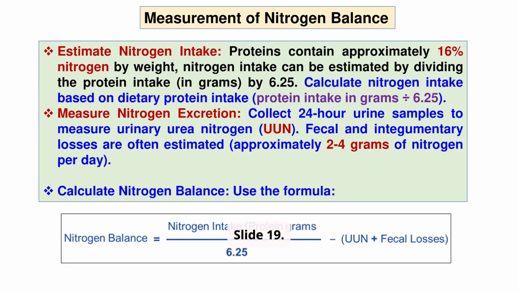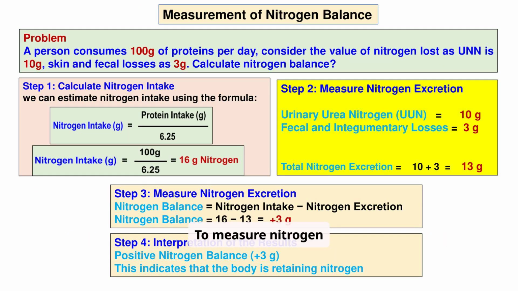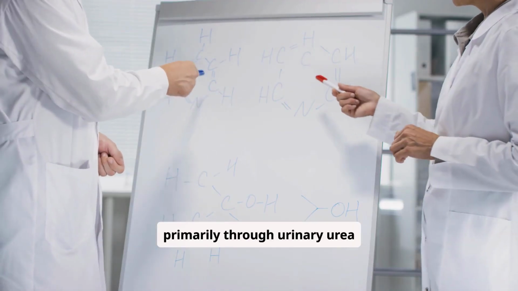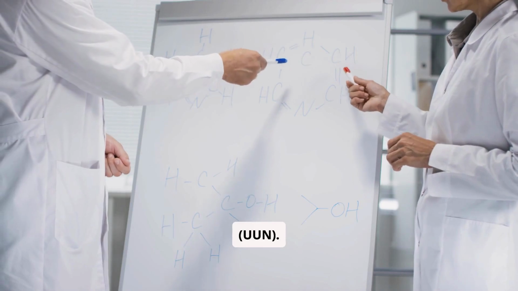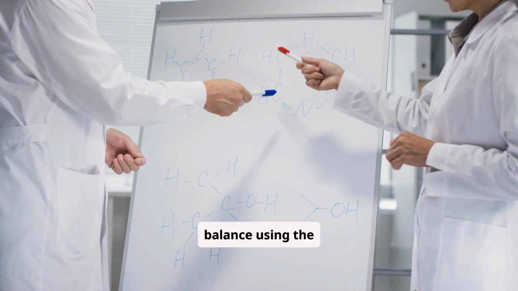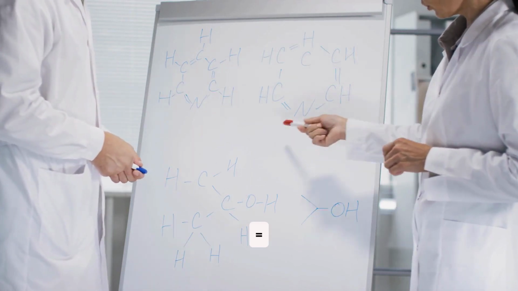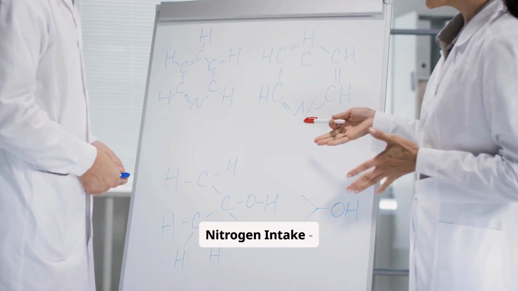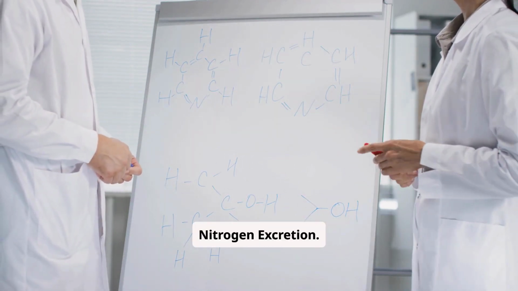To measure nitrogen balance, estimate nitrogen intake by dividing protein intake in grams by 6.25. Then, measure nitrogen excretion, primarily through urinary urea nitrogen, UUN. Finally, calculate the balance using the formula: nitrogen balance equals nitrogen intake minus nitrogen excretion.